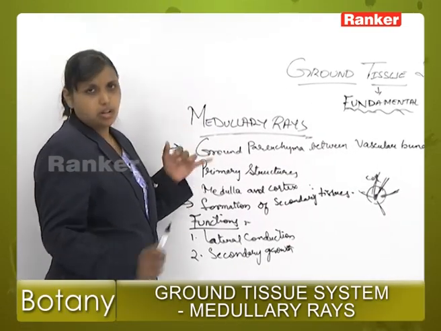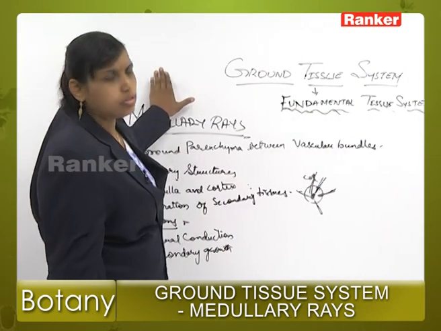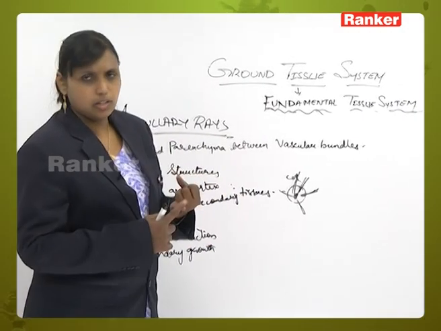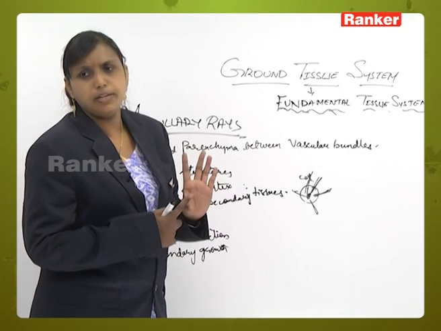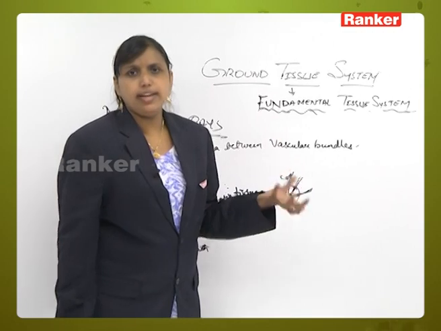So altogether this ends the fundamental tissue system. In the fundamental tissue system you have studied general cortex, endodermis, pericycle, pith or medulla, and medullary rays. So all together this is the fundamental tissue system in the root and stem.